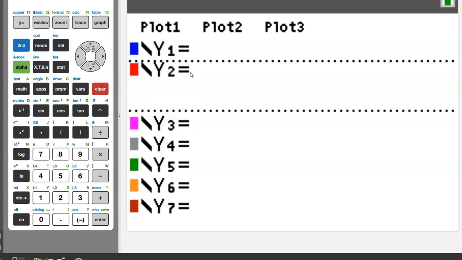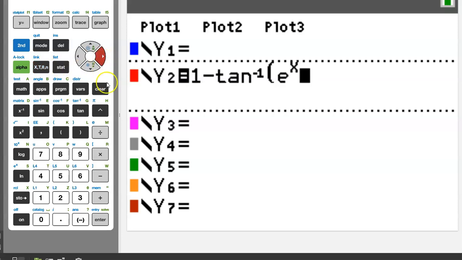And it was 1 minus the inverse tangent, so second tangent, and then it was e to the x power. So I'm going to do second, so I've got my e to the x, and I'll just go ahead and put the x in there. I think on the actual AP exam it was a t, but we're just going to stick with x. And let's close that off. So we've typed it in.